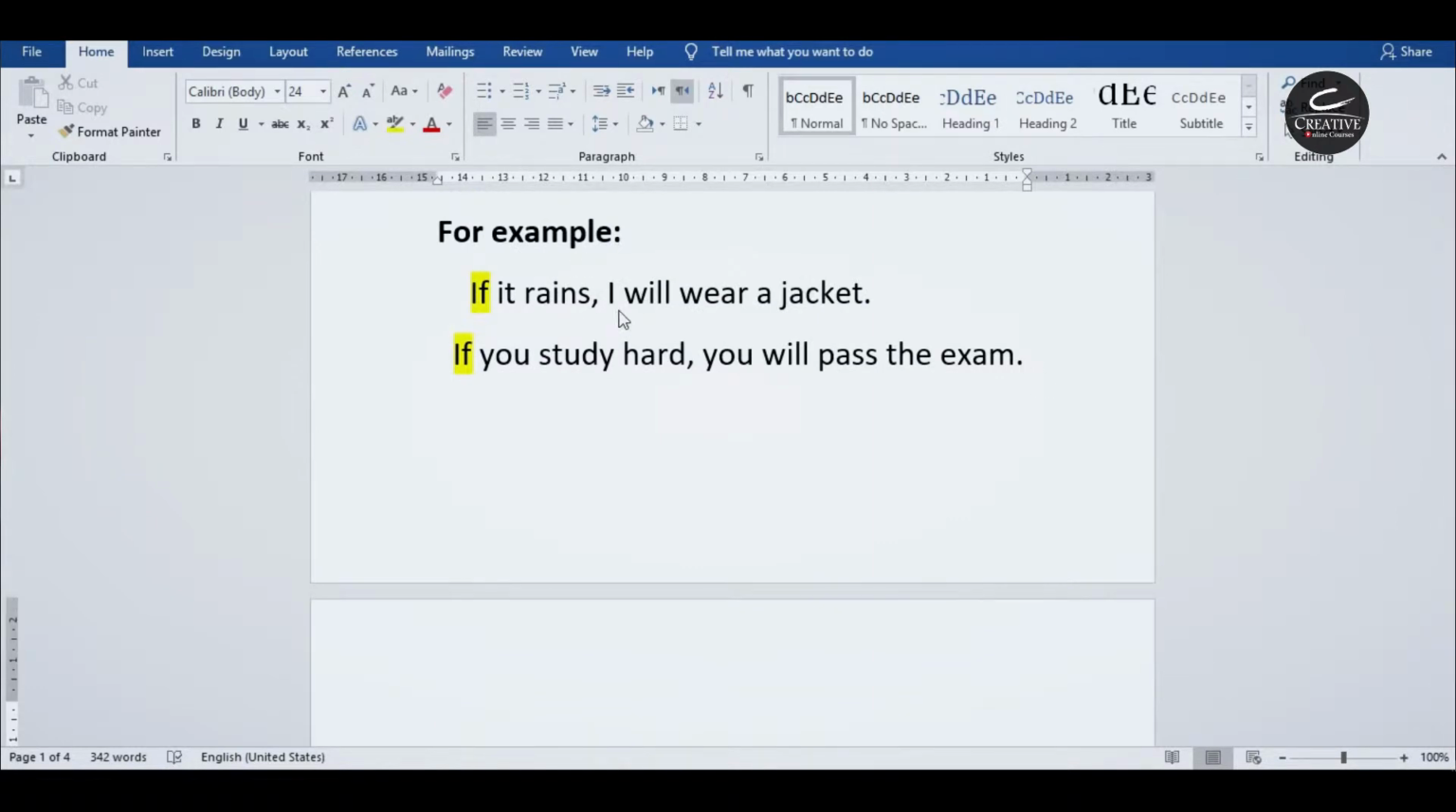In all the if conditions, we can put if at the beginning of the sentence, okay? Or we can put it in the middle, like here, if it rains, I will wear a jacket. Or we can say, I will wear a jacket if it rains. Okay, in this case, we're not gonna put comma before if.